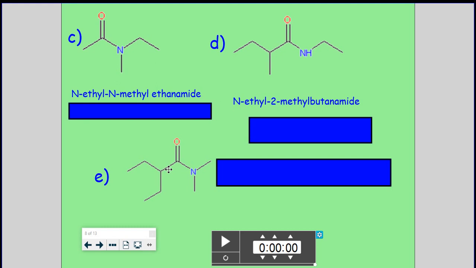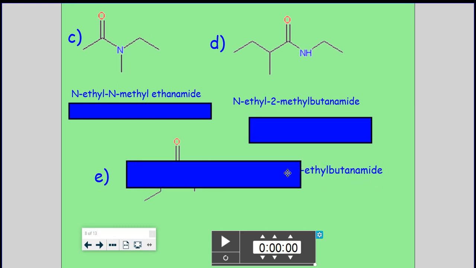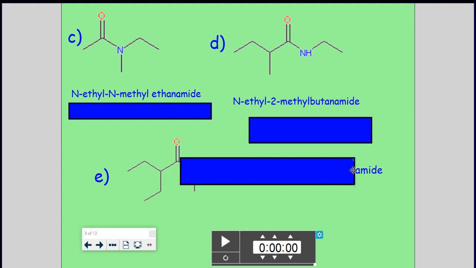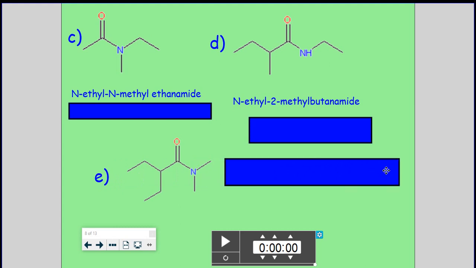Okay, so let's continue. Again, as before, it's 4 carbons long. On the second carbon, we have an ethyl. So we're going to have 2-ethylbutanamide, similar but a little bit more involved than the previous example. 2-ethylbutanamide. Going to move this back, let you see that again. 2-ethylbutanamide. Moving it back though, just so we can see the structure.